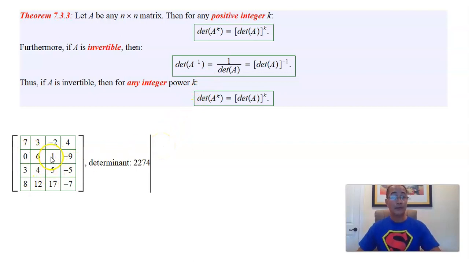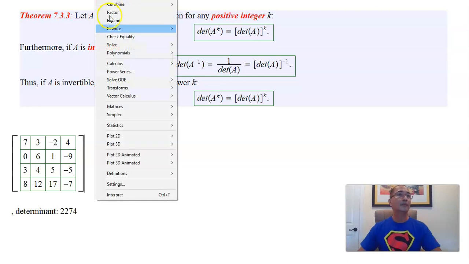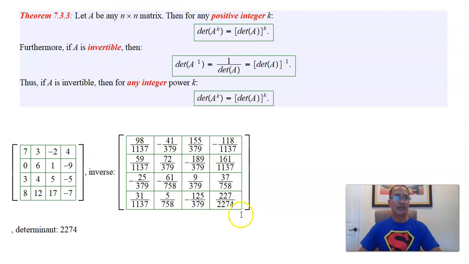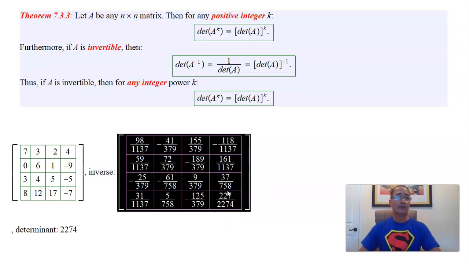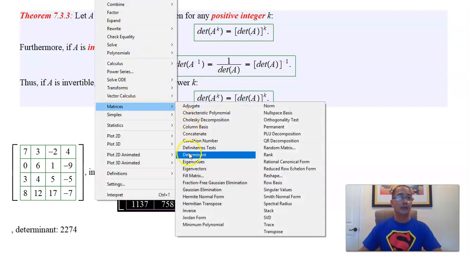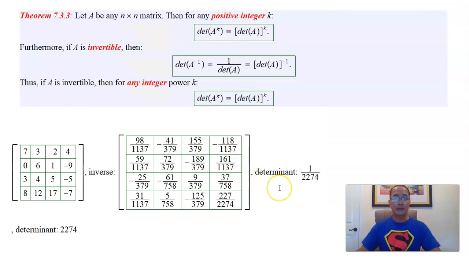So I copied our original example. Its determinant is 2274. And we saw its inverse. Compute matrix's inverse. There it is. Okay, and again, that 2274 appears. What is the determinant of this matrix? It should be the reciprocal of 2274. Compute matrix's determinant. Yes, 1 over 2274. Correct.